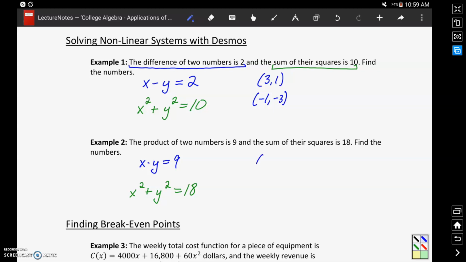Again, this means we have two solutions. Our two numbers that satisfy these conditions would be x equals 3 and y equals 3, or x equals -3 and y equals -3.